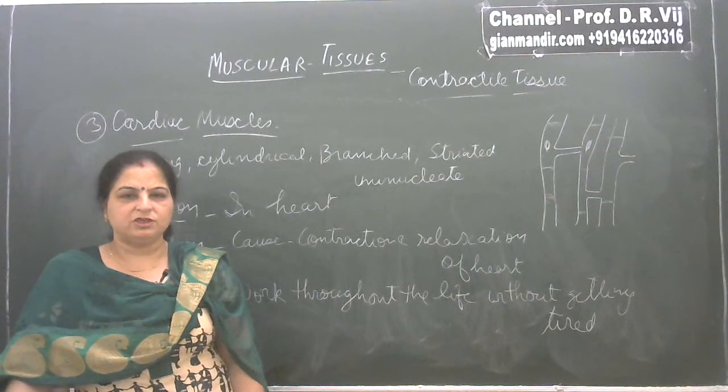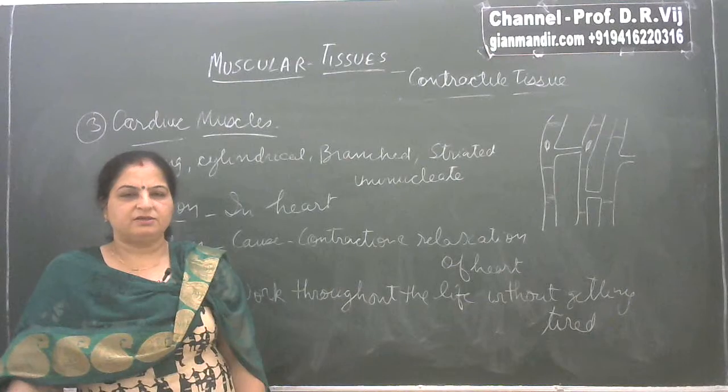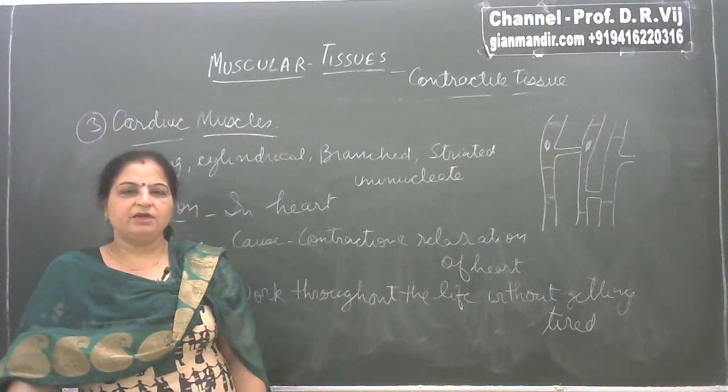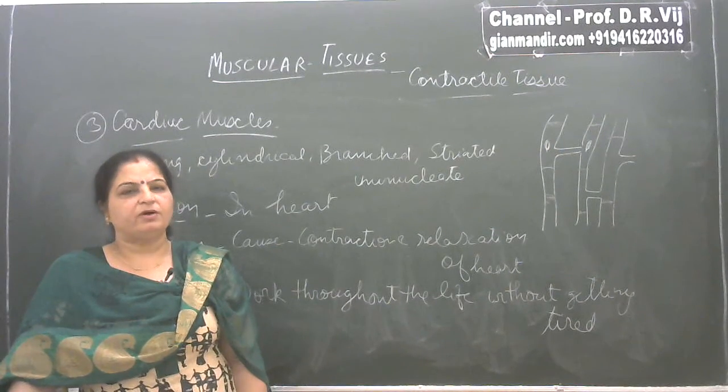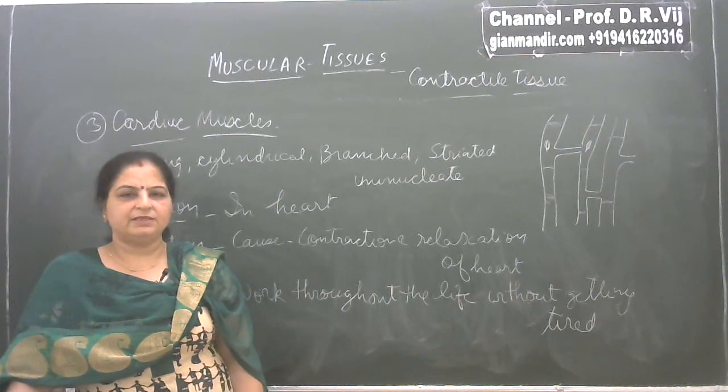These are the muscular tissues that you have seen are responsible for causing 3 different types of movements, and the last type of animal tissues, that is the nervous tissue, about which we will be discussing in our next lecture.